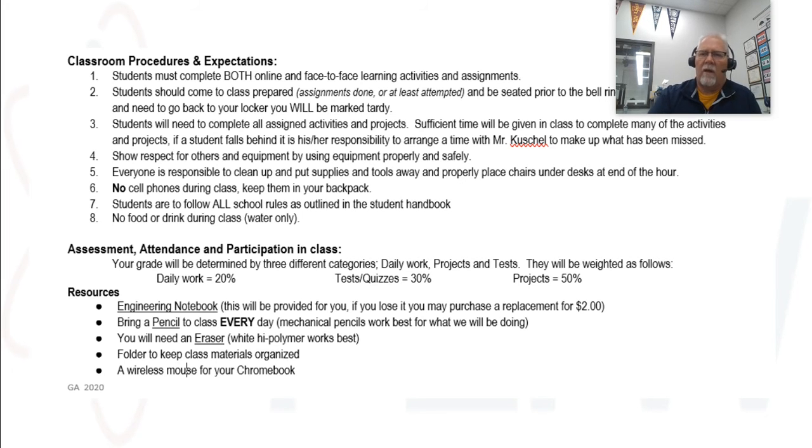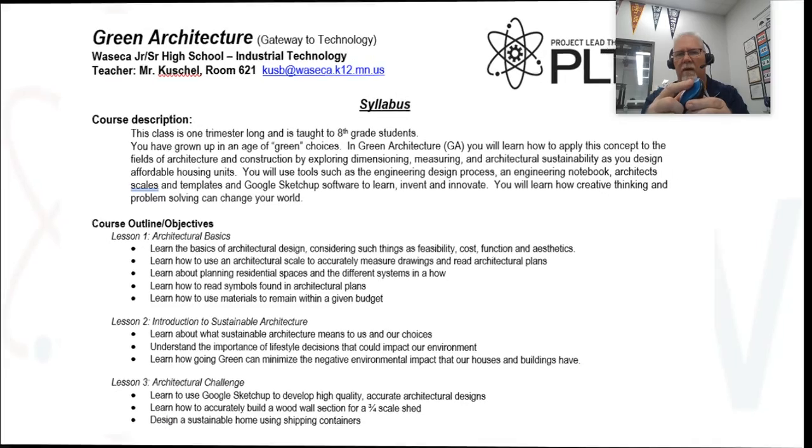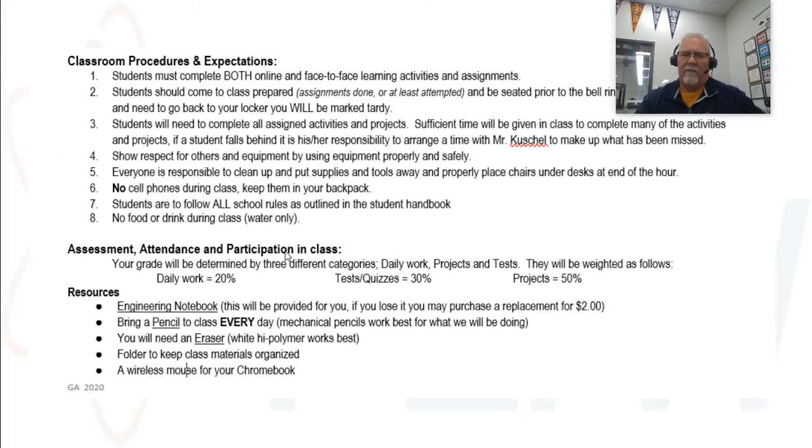As we get further along, I would ask each of you to have a wireless mouse, something like this. You can get these at Walmart, about $10. They really make using your Chromebook a whole lot easier. So a mouse would be very helpful. It has to have this little roller wheel on it. That will be very important once we get to our SketchUp mode.